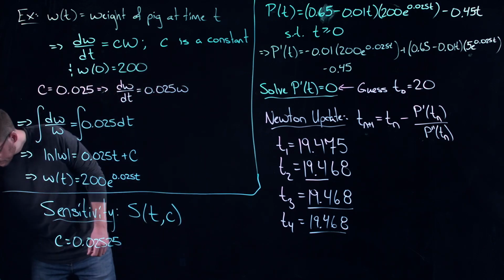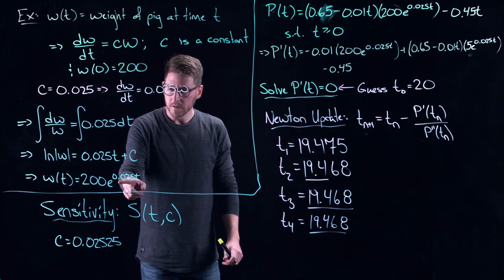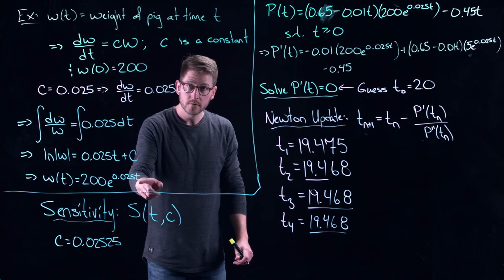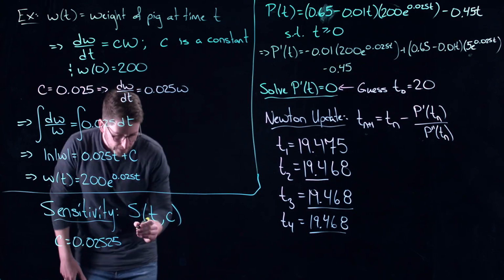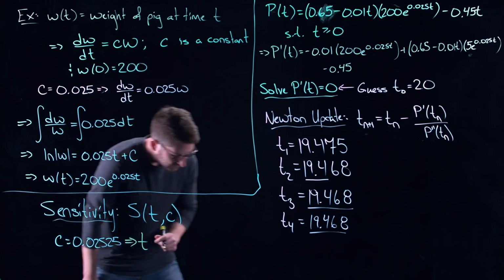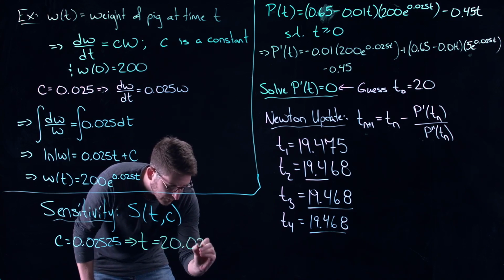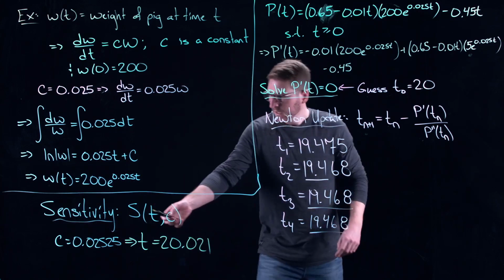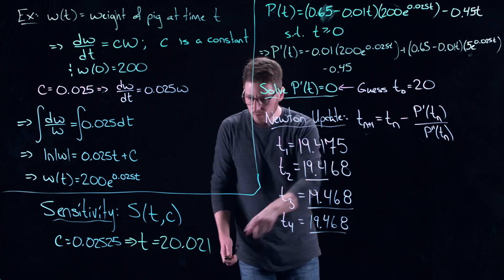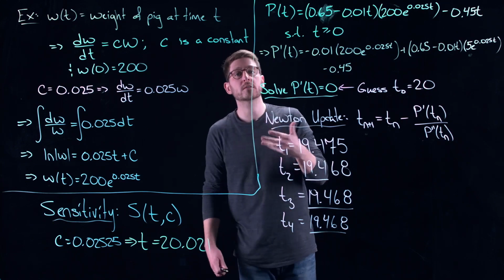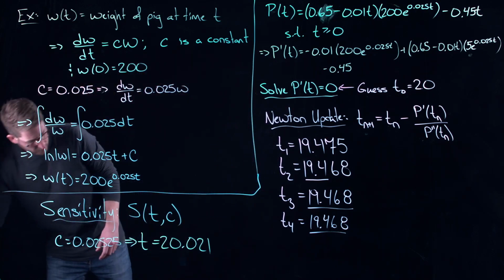Now, what that means is I could go back through all of these and just repeat everything. The only thing that would change would be this 0.02525t up here. I could find the derivative, and I could use Newton's method to solve again. And in this case, this would give me that the time to sell would be about 20.021 days. Okay, so if this c value is a little bigger, that means it grows faster. And that means that you should keep the pig for a little bit longer because it's growing so fast that it's sort of beating the negative points of hanging on to the pig for so long.